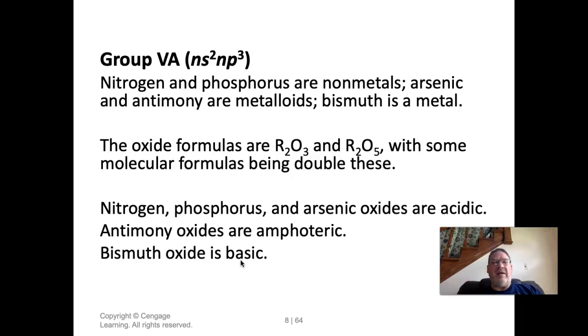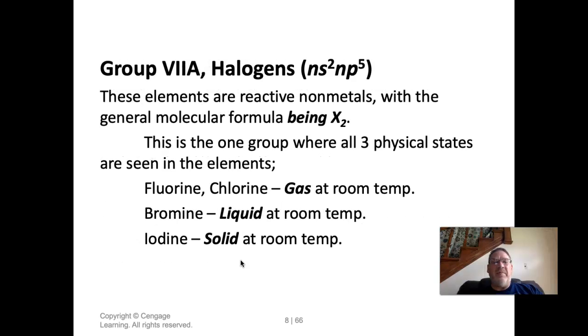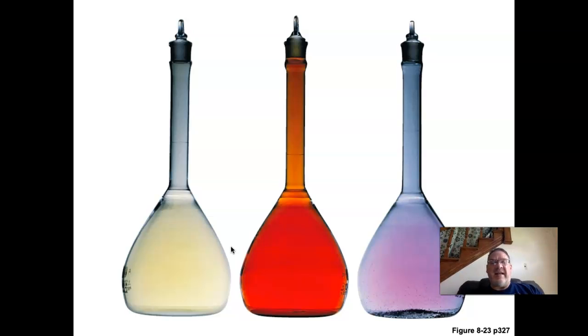Group 5, as we get into here. Group 6, now we've got oxygen in this group. Group 7 is also very interesting, the halogens. And the reason for the interest is that this, as it says there, is the one group where you have all 3 physical states. So you've got fluorine and chlorine that exist as a gas, bromine as a liquid, and iodine as a solid. This is the only group in the periodic table where you see those 3 things. And again, you've got the examples of those.